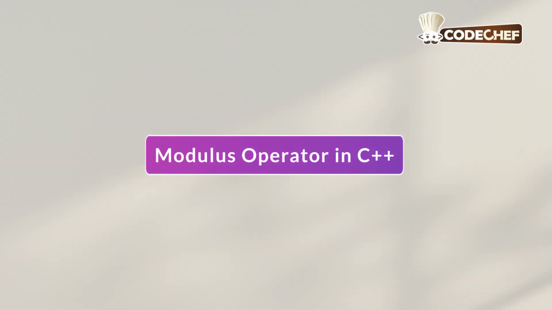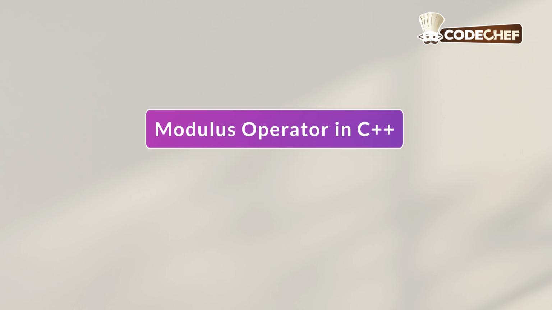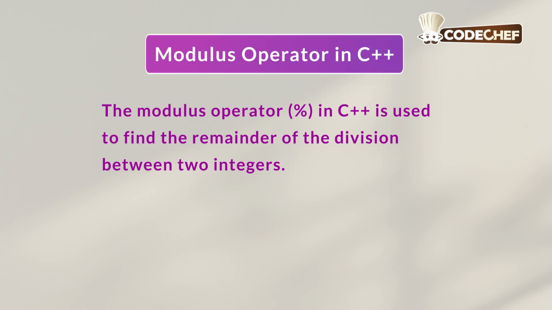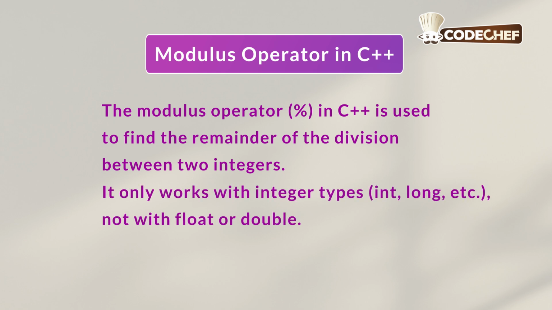Modulus operator in C++. The modulus operator is represented by the % sign in C++, and it is used to find the remainder of the division between two integers. When we are performing division, we are finding the quotient, and when we are performing the modulus operation, we are finding the remainder of the division operation. It only works with integer data types like int, long, etc., and not with float or double data types.